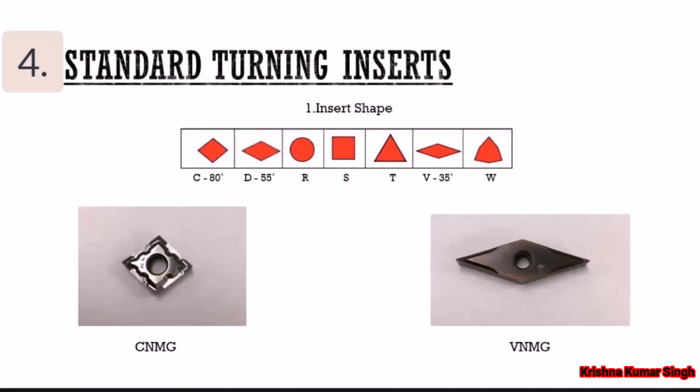This coding continues based on the insert shape table that I've shown here. You can also see a picture of a CNMG insert and a VNMG one. The CNMG insert has a rhombus shape with an angle of 80 degrees, and the VNMG has a rhombus shape with an angle of 35 degrees.